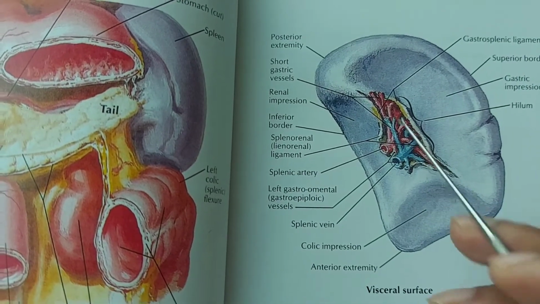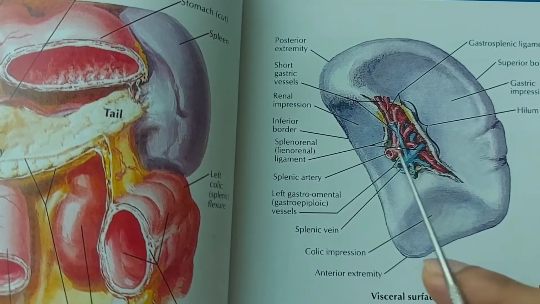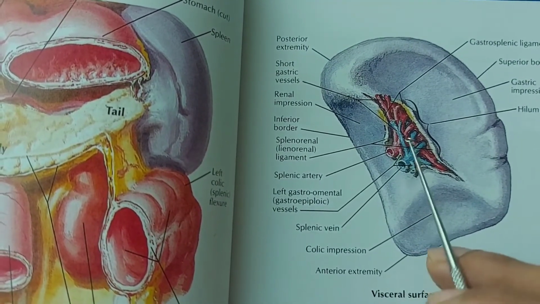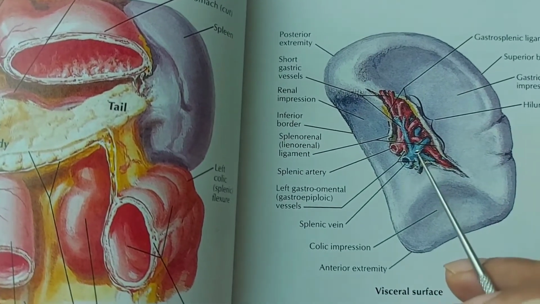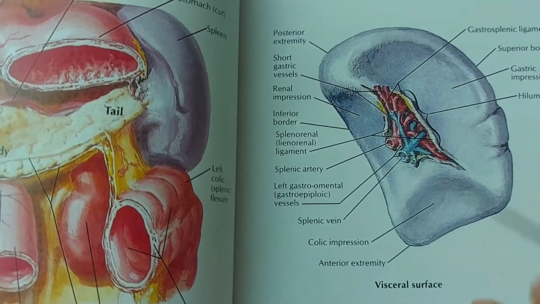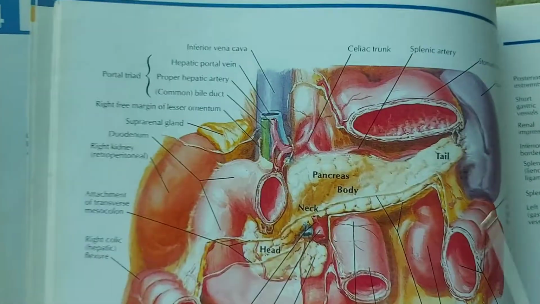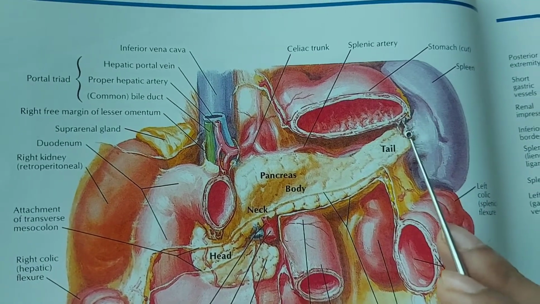This part is the hilum. Sometimes it is known as the intermediate border. And at the hilum we see there are the vessels that enter into the spleen. This spleen is situated in the left hypochondrium, and the hilum is related with the tail of the pancreas. Here you can see there is the tail.